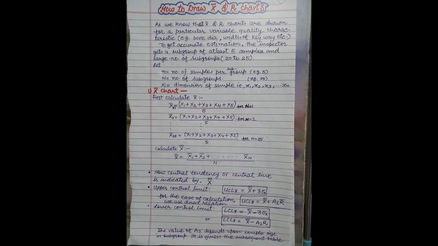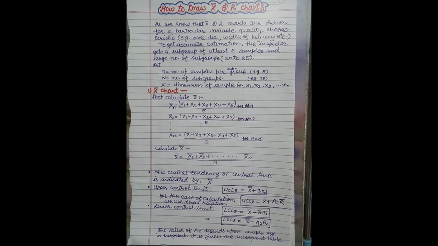In case of 25, we have a total number of samples 125, and in case of 20, we have a total number of samples 100. For every sample, the quality characteristic or that dimension is indicated with X. So for the first sample it is x1, second sample x2, and the nth sample it's xn. So first we have to calculate the central tendency or mean or average of that data.